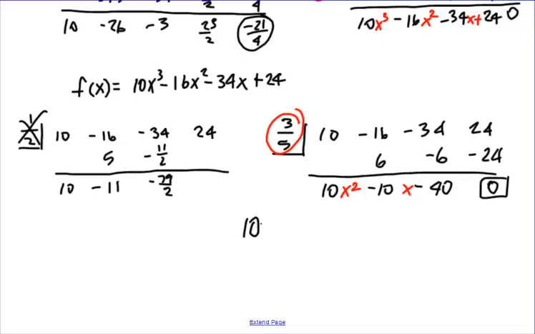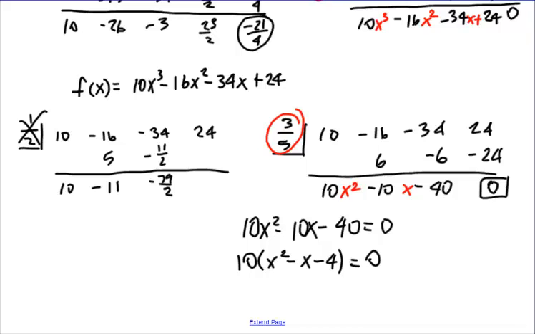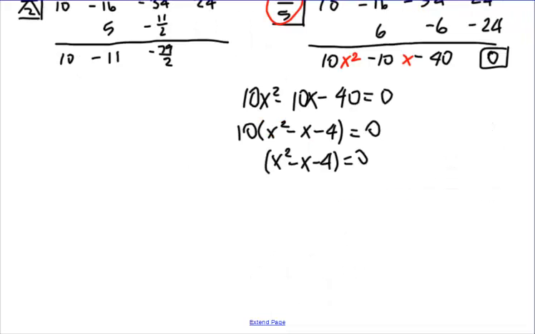So if I've got 10x squared minus 10x minus 40 equals 0, I could factor out a 10. x squared minus x minus 4 equals 0, because I can divide both sides by 10. So if I divide both sides by 10, this is what I get. And he won't factor. So we're going to have to use the quadratic formula.